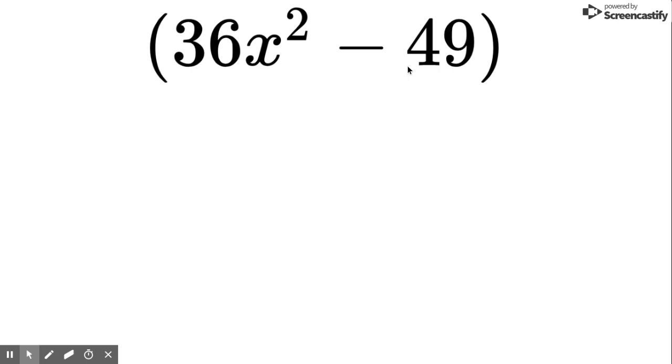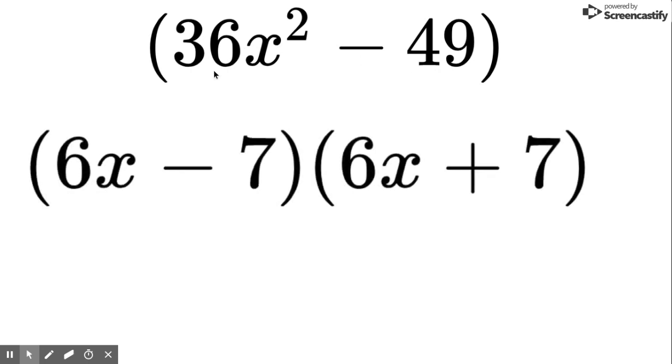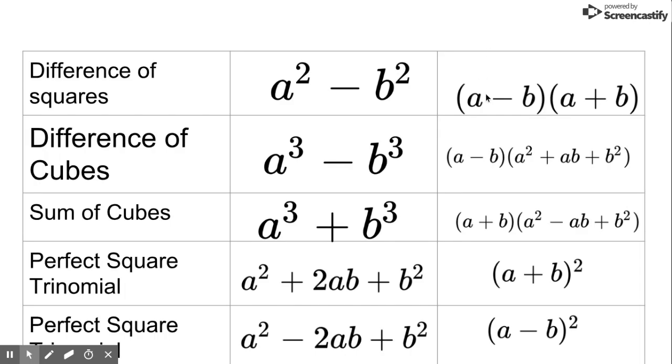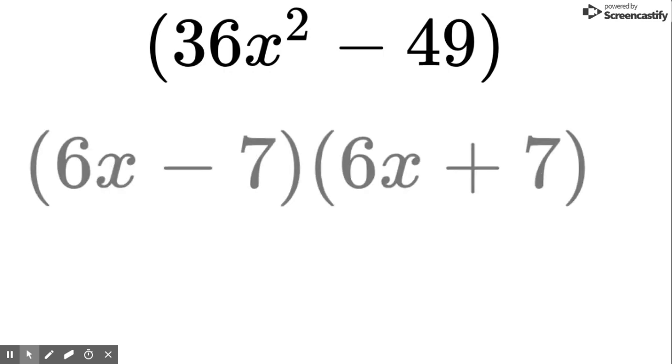So I do need to know my perfect squares, but I can break that into where a is the 6x, b is the 7, and I have a plus 7 and a minus 7. If you look back, that's exactly how it's split up. Whatever was being squared here goes to the first spot. Whatever was being squared here goes to the second one. One with a minus sign, one with a plus sign. It does not matter if you listed them in the opposite order.